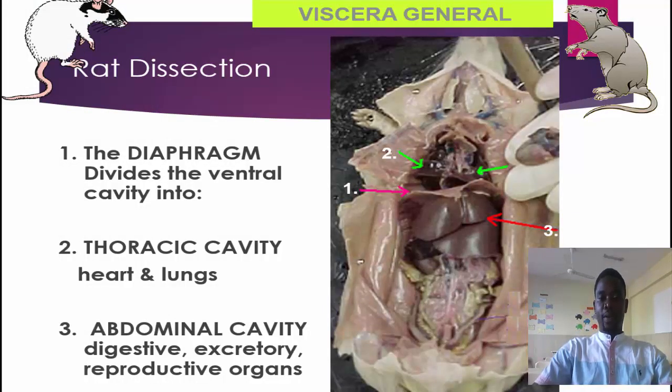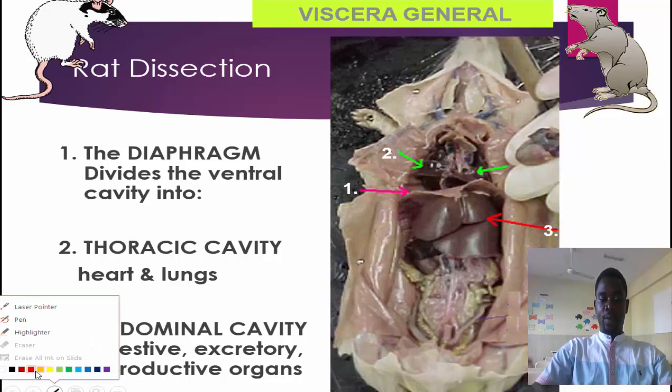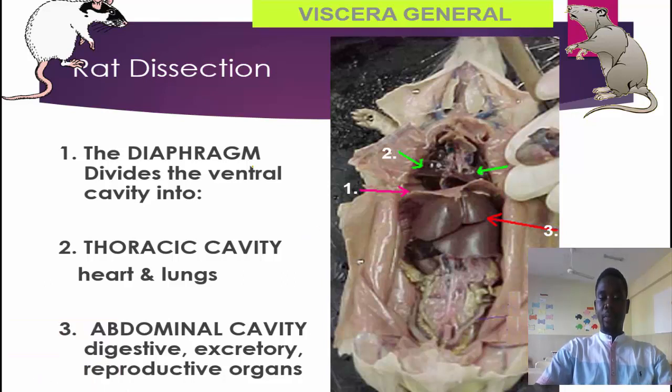Let's start with the viscera. This is a general opening. This is just an appearance. Soon after you open the skin of a rat, you expect to see the following organs in general. Okay? I will use the highlight quickly so at least we can go together with the representation.